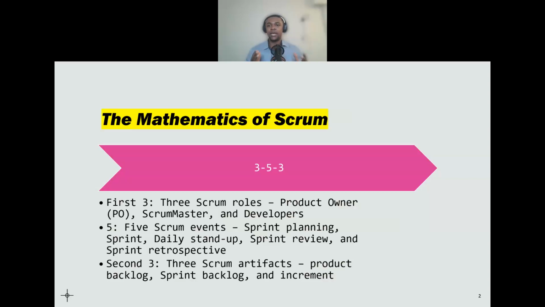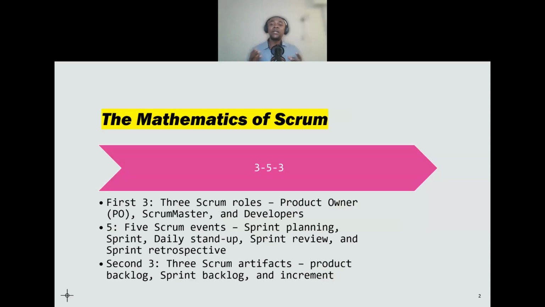3-5-3. Can you repeat that with me again? Let's go. 3-5-3. And what does that mean? This is just a simple formula to understand. If you could memorize this formula, believe me, you are very much closer to understanding what Scrum is.